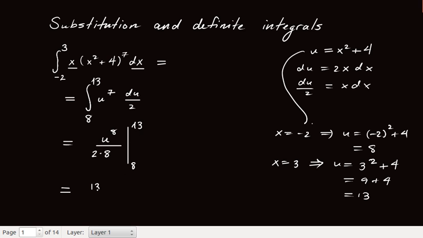So this can be 13 to the 8 over, well, 2 times 8 is 16. So that's plugging in 13. Now I'm going to subtract off plugging in the 8. So I have 8 to the 8th divided by 16. Okay, and then you could simplify this if you want, or probably use your calculator to estimate. But this is your answer, right?